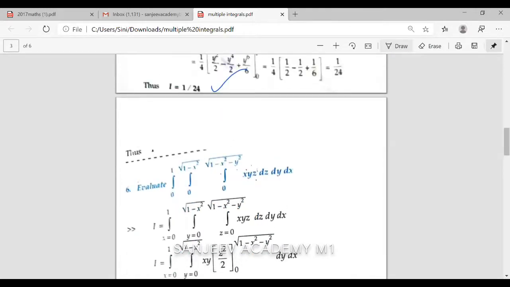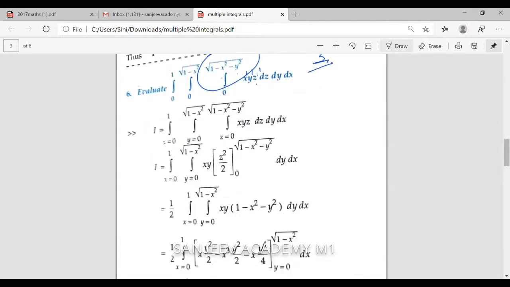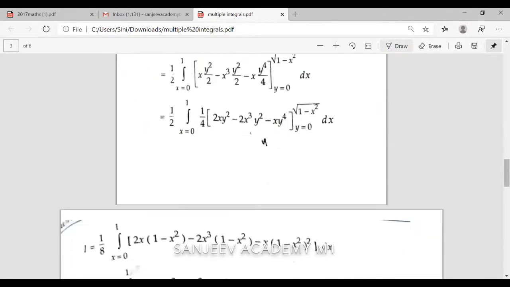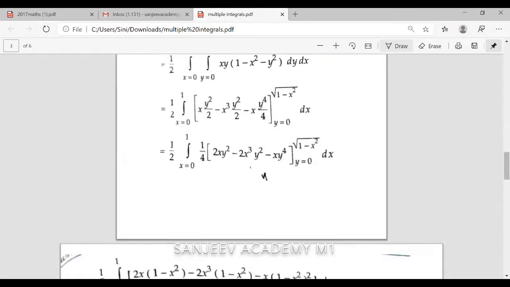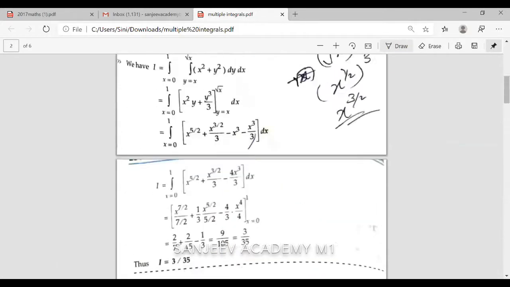See this next question. There are two variables inside the root, but x raised to 1, y raised to 1 and z raised to 1. So 1 plus 1 plus 1 is 3. It's an odd number. If it is an odd number, then what is the answer? We'll get 1 by 48 respectively. So already you know the answer. Then it's very, very easy and interesting for us to solve.